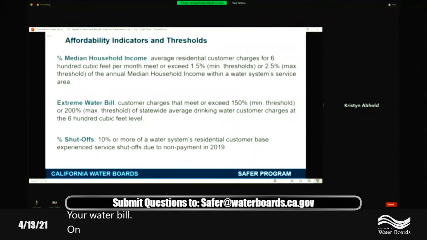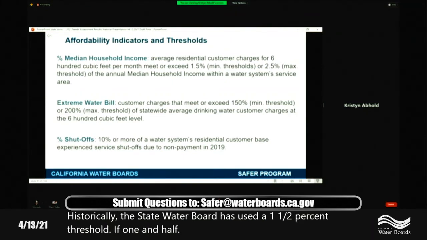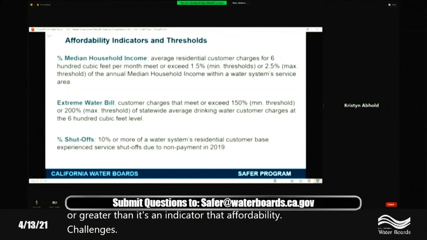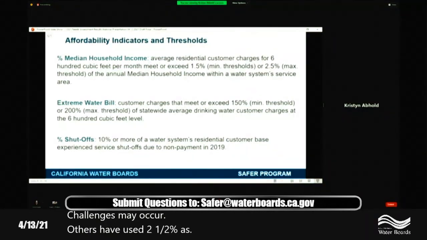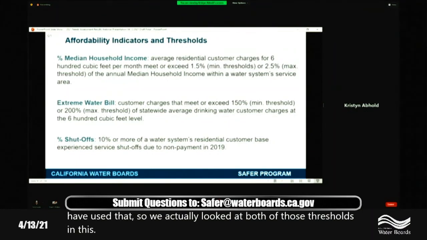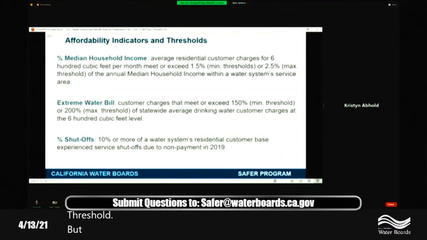Historically, the State Water Board has used a 1.5% threshold. If 1.5% of your income is going towards water or greater, then it's an indicator that affordability challenges may occur. Others have used 2.5% as a threshold. US EPA, other states have used that. So we actually looked at both of those thresholds in this analysis, where 1.5% was the minimum threshold and 2.5% was the maximum threshold. But for this year, we did something a little bit different.